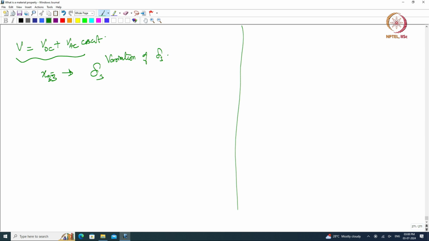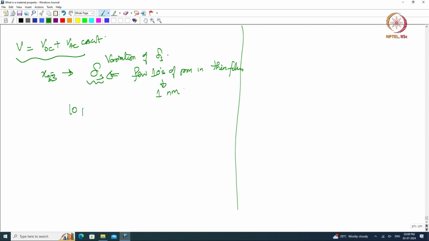Now, how do I do that? How do I measure displacements? These displacements are typically a few tens of picometers in thin films, right, tens of picometers up to a nanometer. So, I have to measure displacements which are also subatomic.